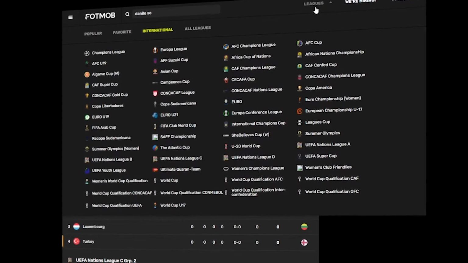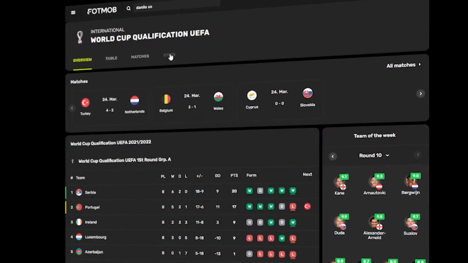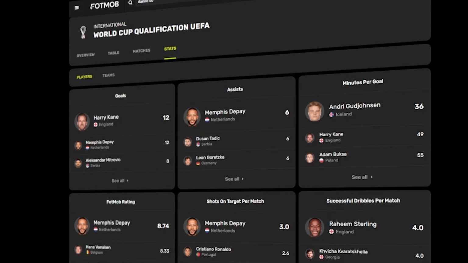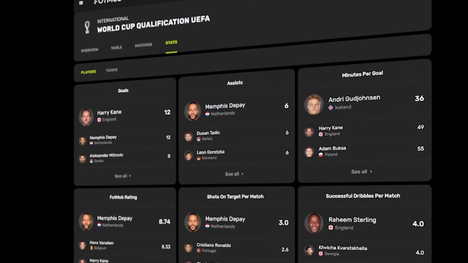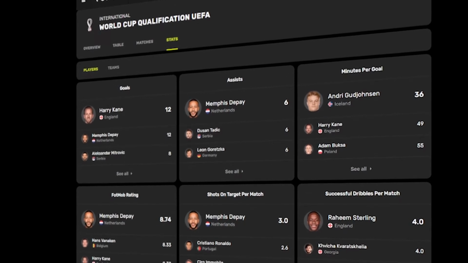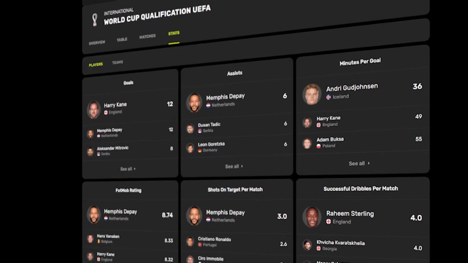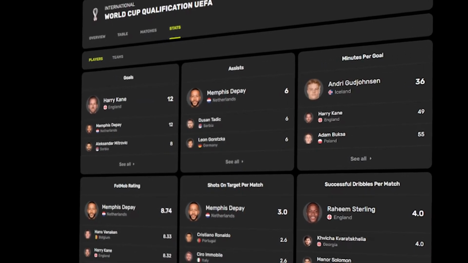So what I would do if I want to search potential players that will play for the UEFA Nations League, I would go under Leagues, International, World Cup Qualification UEFA, and Stats. Under the stats, we can see a few of the stats in the tournament of the World Cup qualifiers that specific players had. For example, the goals, if we would be looking for a potential striker, we could see who was the best goal scorer during the qualification period, the assists, the FootMob rating.